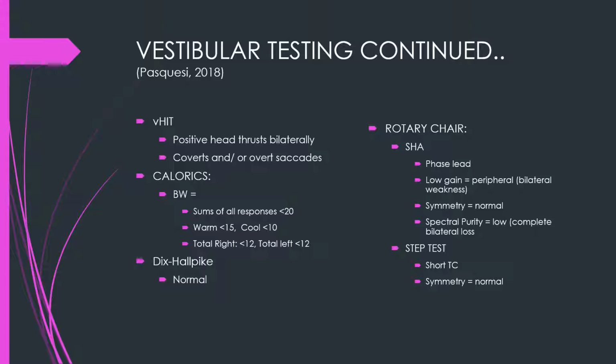Step test, you would see a short time constant. Symmetry would be normal. Something to think about as well with individuals who do have bilateral weakness is that they may be complaining of oscillopsia and imbalance. So that's always something to ask during a case history.